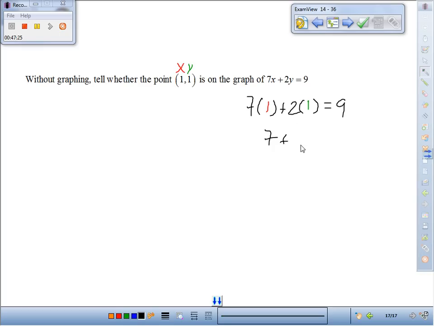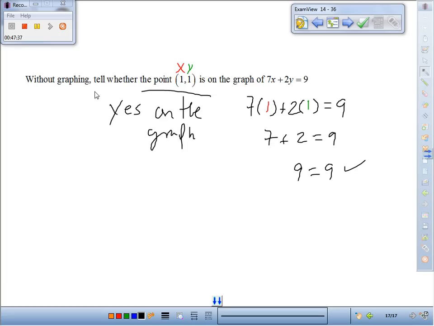So let's see, what is 7 times 1? 7 plus 2 times 1, 2. What is 7 plus 2? 9. Is 9 equal to 9? So therefore, yes, on the graph. That's how you answer this question. I want to see the work, and I want you to see your statement. Everybody there?